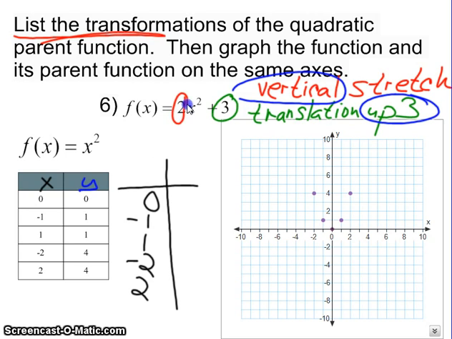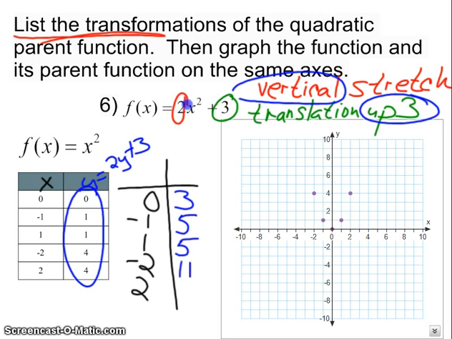But for my y now, I'm going to multiply by 2, and I'm going to add 3. I'm going to take whatever is in y, multiply it by 2, and add 3. So 0 times 2 is 0 plus 3. 2 times 1 is 2 plus 3 is 5. The same thing for this one. 2 times 1 is 2 plus 3 is 5. 4 times 2 is 8 plus 3 is 11. And the same thing, 4 times 2 is 8 plus 3 is 11.